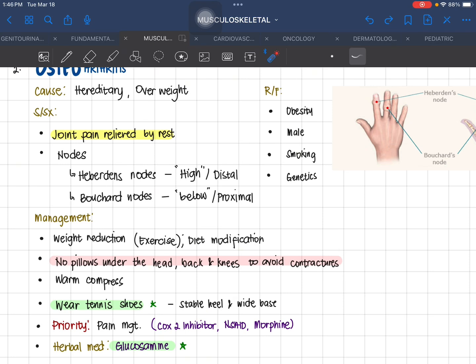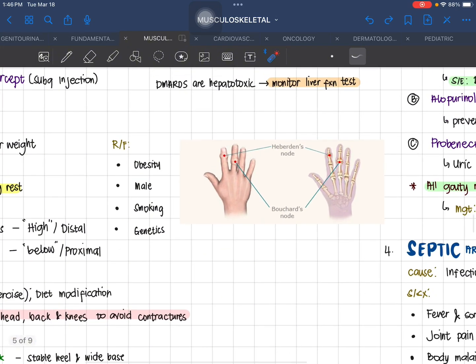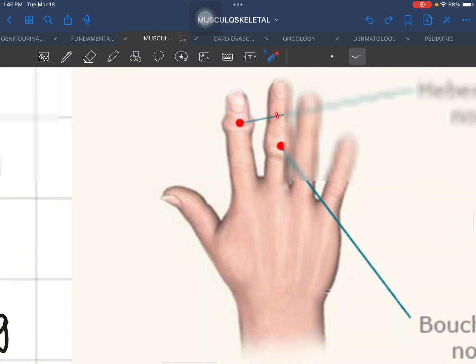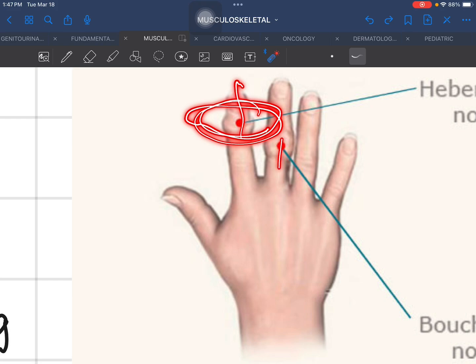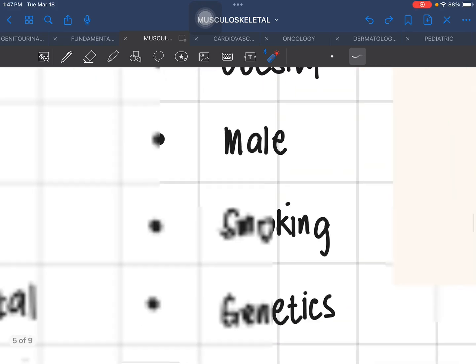So, ang signs and symptoms ng osteoarthritis are, si patient nakaka-experience siya ng joint pain, pero it can be relieved by rest. So, joint pain that can be relieved by rest. So, yun yung kaibahan niya sa iba. Ito, nadadaan naman sa pahinga. So, also, meron din siyang nodes sa kanyang finger. So, makikita nyo dito, ito ang Heberdens and Bouchard. So, palatandaan, pag high, Heberdens sa taas. Kapag low or below, Bouchards.